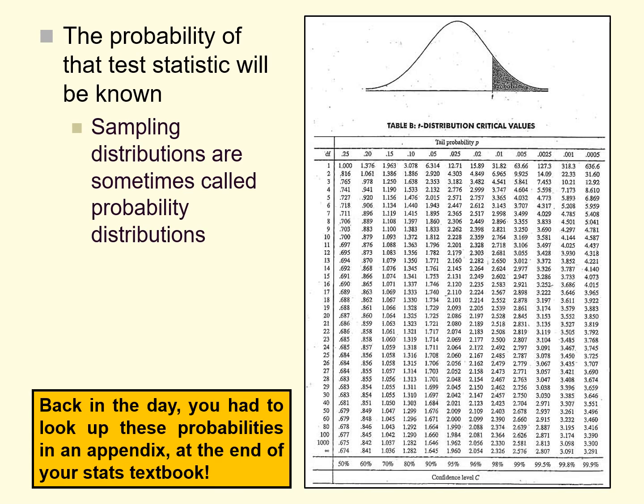So again, the probability of your test statistic can be known within a given sampling distribution. These sampling distributions are sometimes called probability distributions because they give us the probability of your test statistic if we assume it comes from this idealized, mathematically known sampling distribution. And back in the day, you actually had to look up these probabilities in the appendix at the end of your stats textbook. I'm old enough to remember doing that, squinting at tables with rows and columns of values like you can see here in this rather grainy image capture.